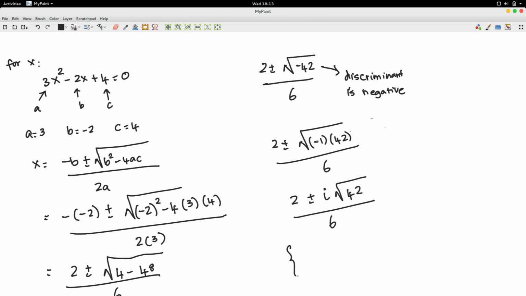Therefore my solution set for x is 2 plus i root 42 over 6 and 2 minus i root 42 over 6. And that is how you use the quadratic formula to find the solution to a quadratic equation. Thank you.